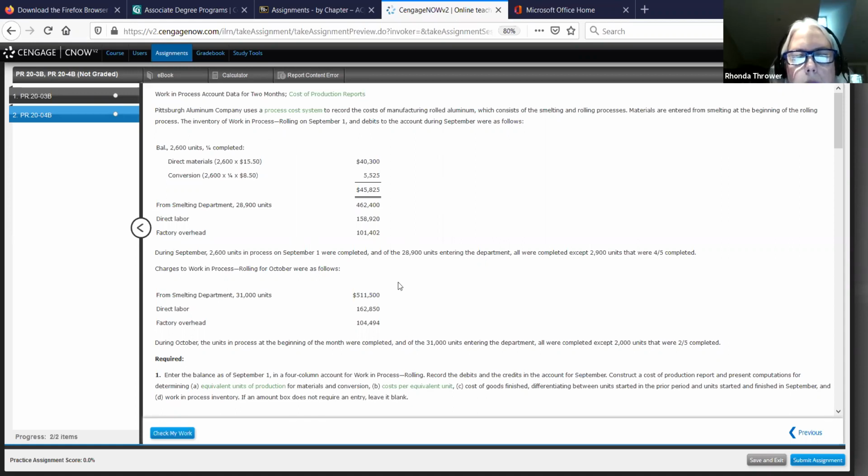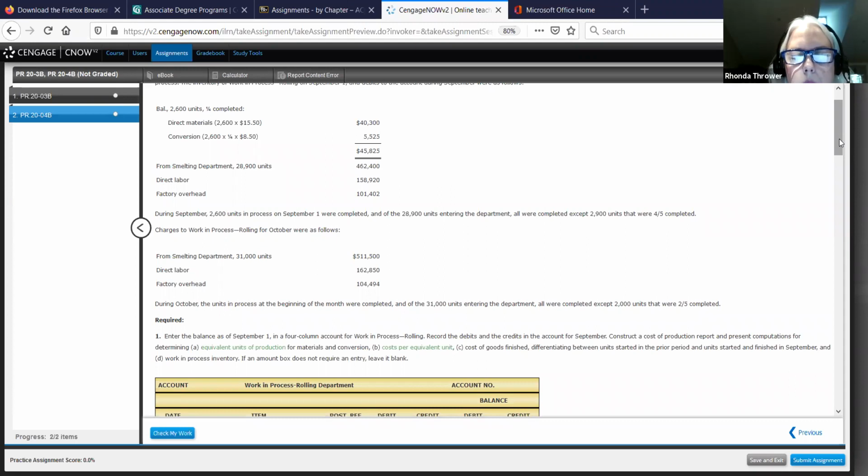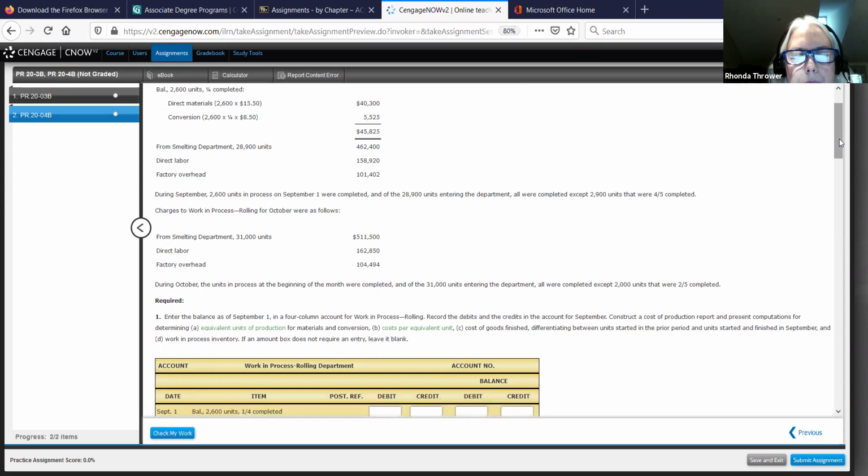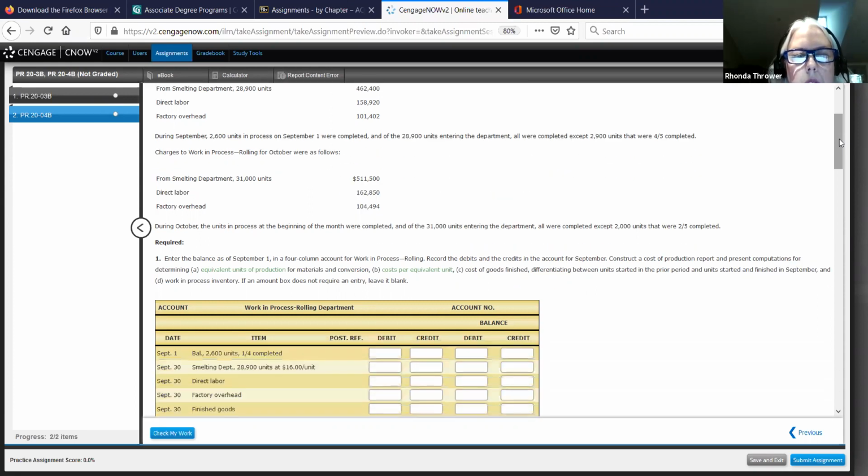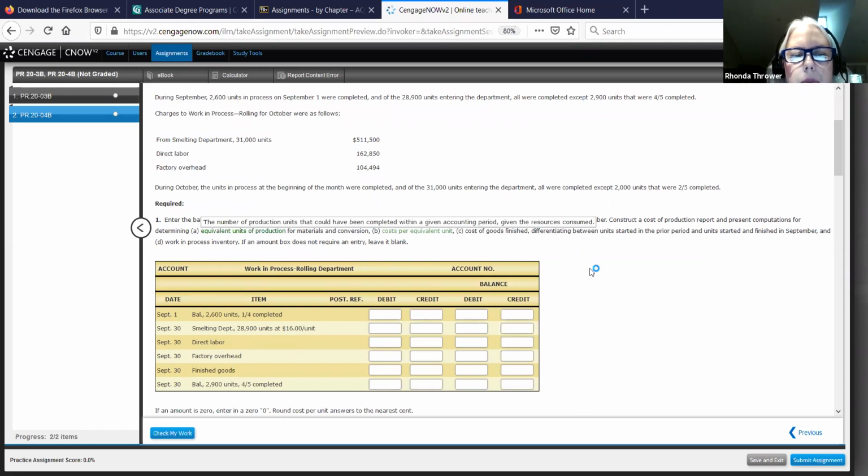We're also going to have some information that's given to us for October, and this is the information right here for October. And so again, we're going to be preparing two cost of production reports, one for the month of September and one for the month of October. In the requirements, they want us to enter the balance as of September the 1st and the 4-column work in process ledger account for rolling. So evidently we're going to be the rolling department.